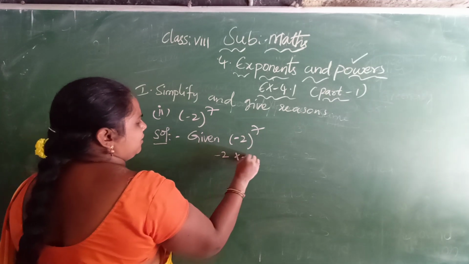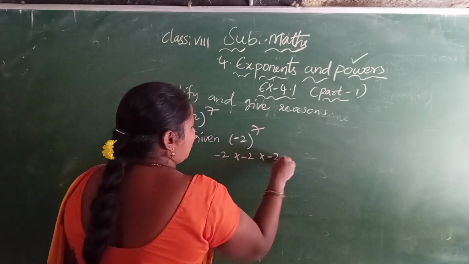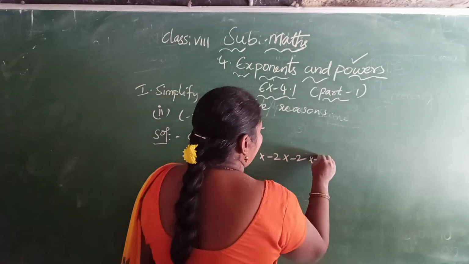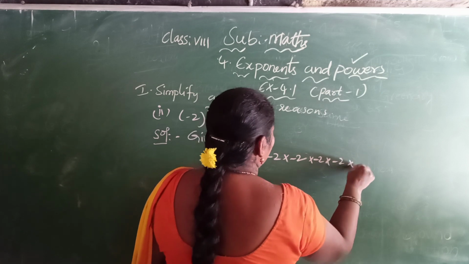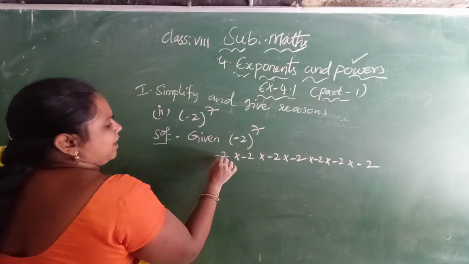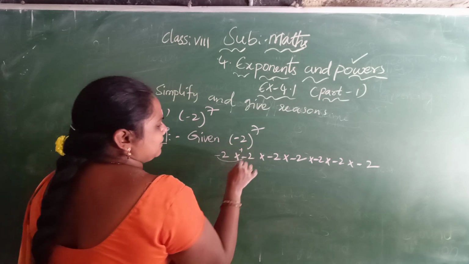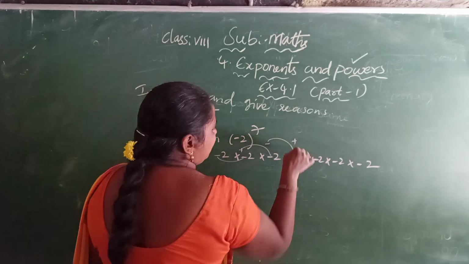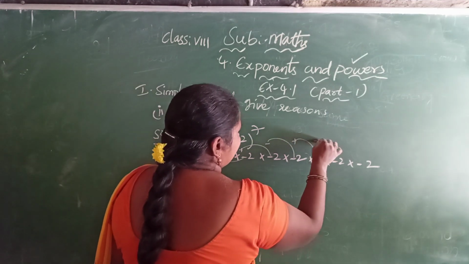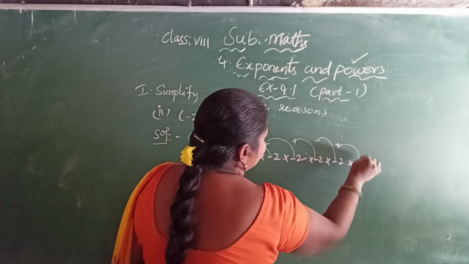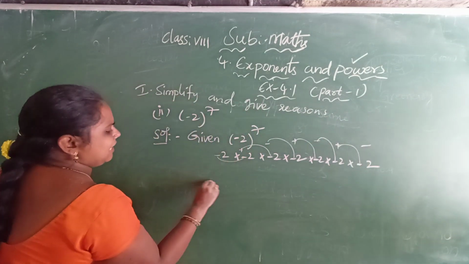So minus 2 into minus 2 into minus 2 into minus 2. 1, 2, 3, 4. Minus 2 into minus 2 into minus 2. Now see, Nana. Multiply the first minus: minus into minus is plus. Plus into minus is minus. Minus into minus is plus. Plus into minus is minus. Minus into minus is plus. Plus into minus is minus. The final sign here is minus.